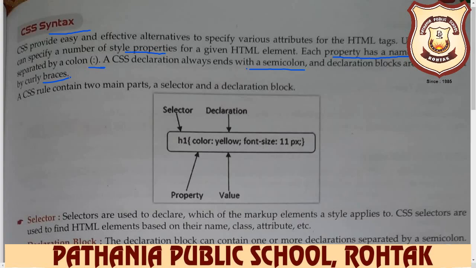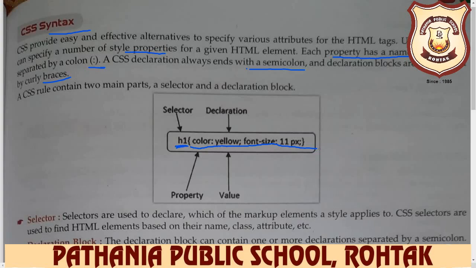For example, you define H1 here. This H1 is your selector. Instead of H1, you can write P here, or any tag. So H1 is your selector, and all these, color yellow, font size equal to 11 pixels, are your declarations. So there are two parts of CSS rules: one is your selector and second is your declaration.